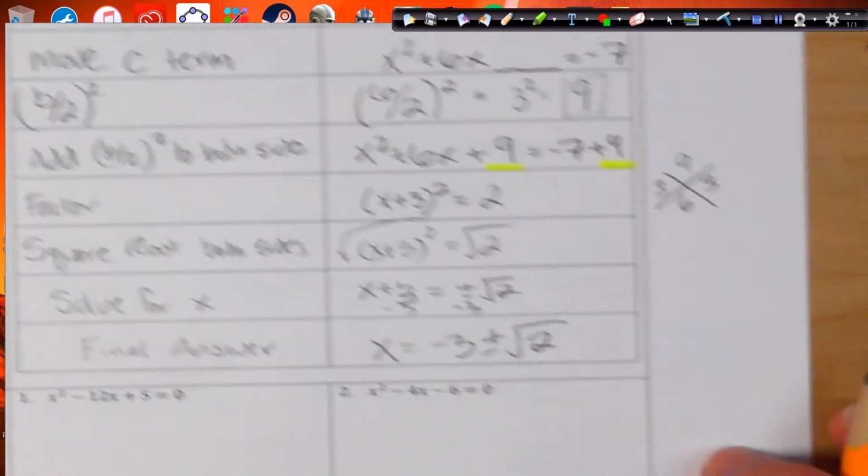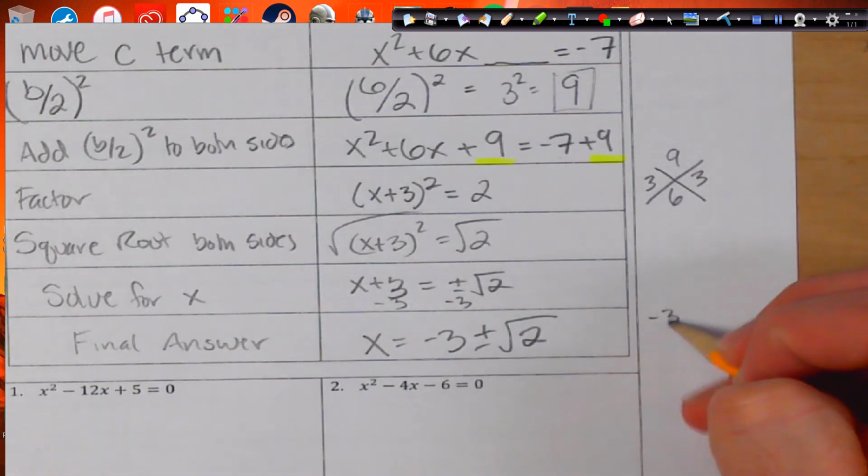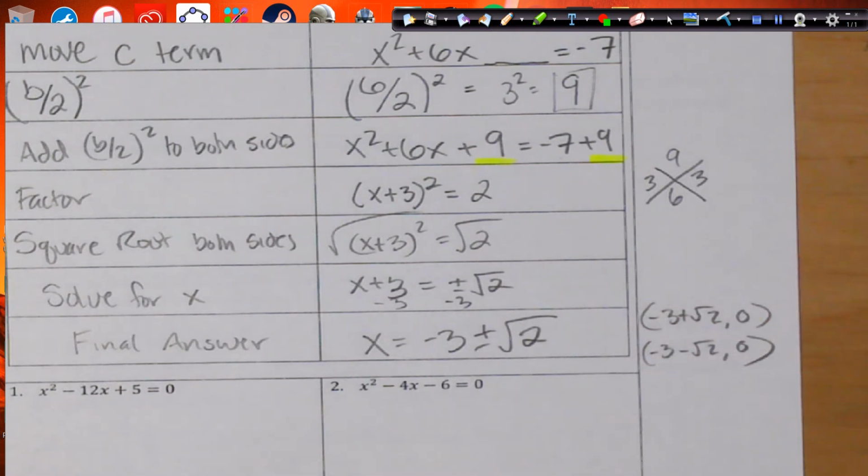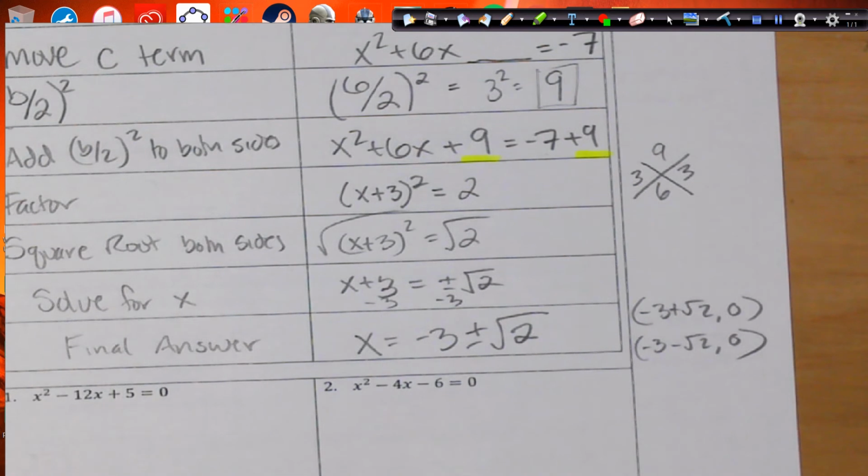Okay, and we could write it as an ordered pair if we want. It would be negative 3 plus rad 2, comma 0, and it would be negative 3 minus rad 2, comma 0. Let's look at a couple examples.